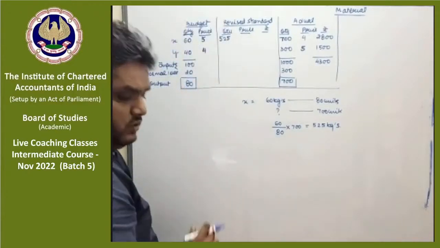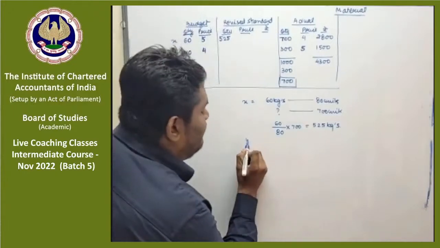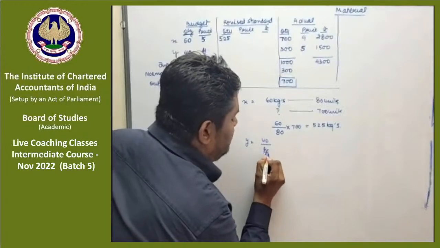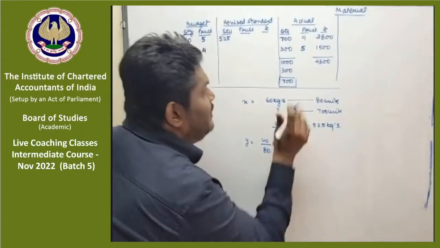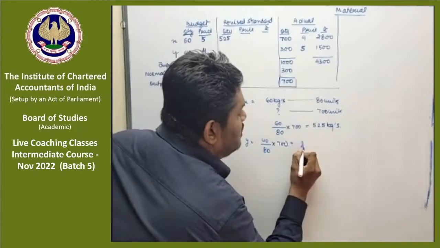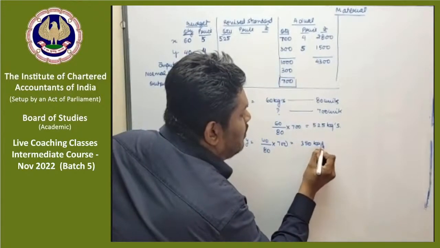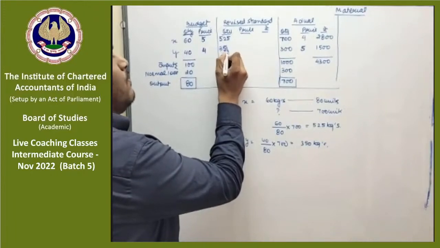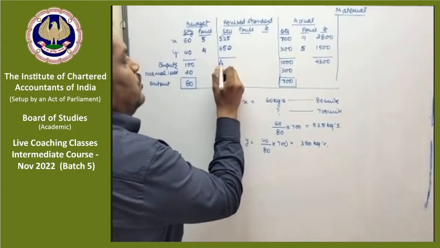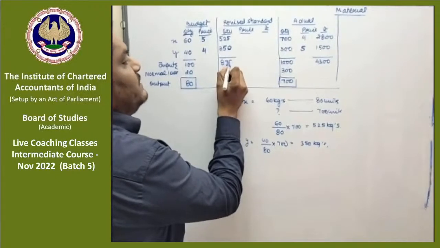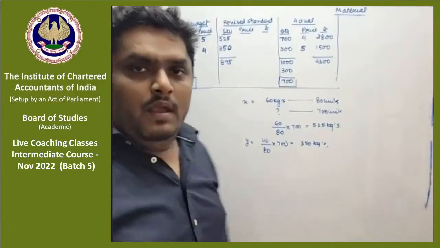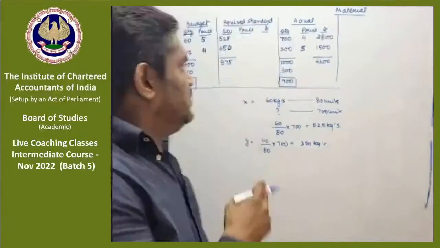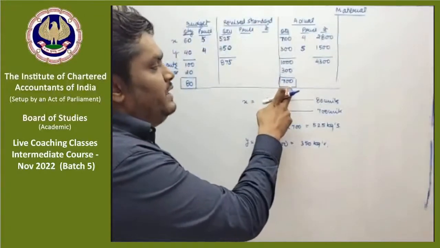Similarly, for Y also, very simple, 40 kgs for 80 units. So for 700 units of output, how much? 350 kgs. So total 875 kgs were supposed to be used. Total 875 kgs were supposed to be used to manufacture 700 units of output.